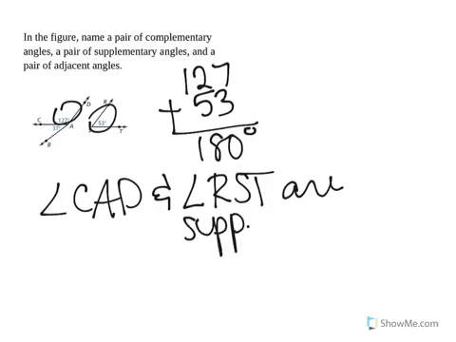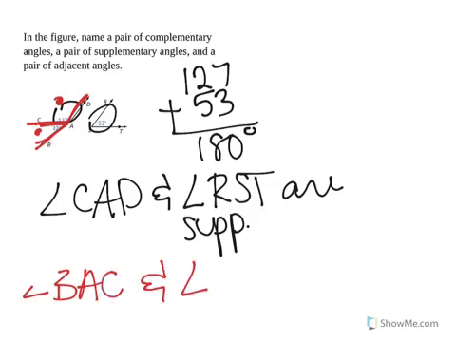And on the last one, we need to name a pair of adjacent angles, so that means that they're right next to each other. As you can see, that BAC and CAD, they are right next to each other. So those are my adjacent angles. So angle BAC and angle CAD are adjacent.